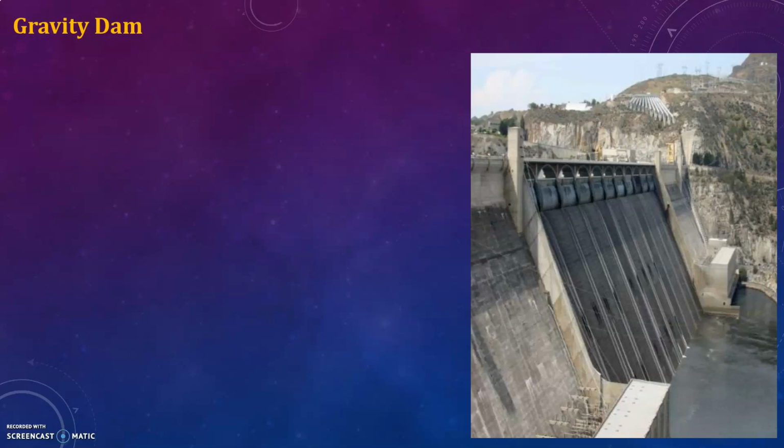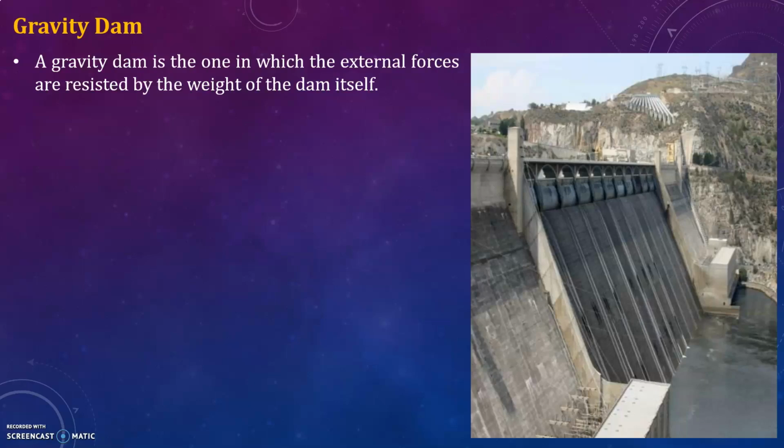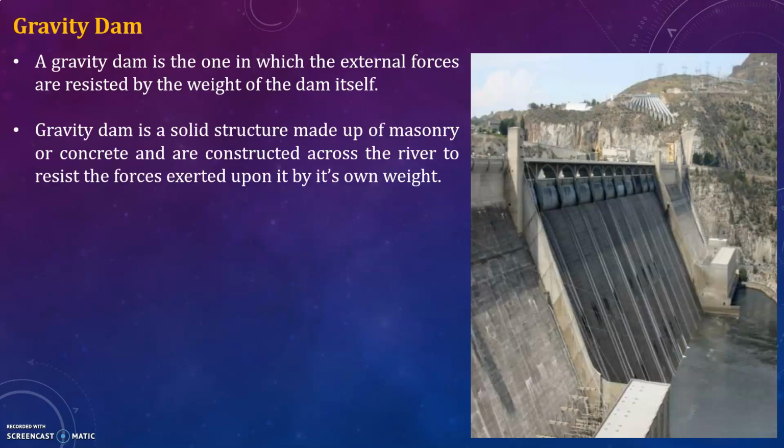So let us see first gravity dam. A gravity dam is the one in which the external forces such as water pressure, wave pressure, silt pressure, uplift pressure, etc. are resisted by the weight of the dam itself. Thus, the forces disturbing the stability of the dam are resisted by the gravity forces of the mass of the dam.